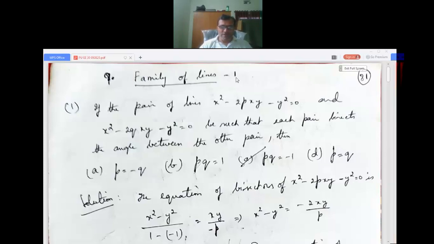Okay, if you see the entrance exam papers, there are very few problems in family of lines. So we get very few problems. I solved a few, so in one session I finished this family of lines.